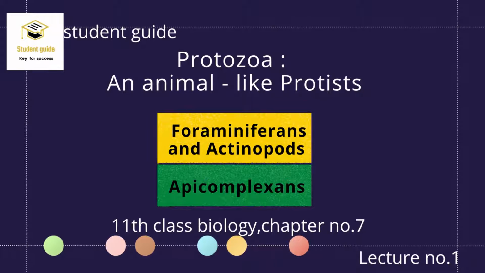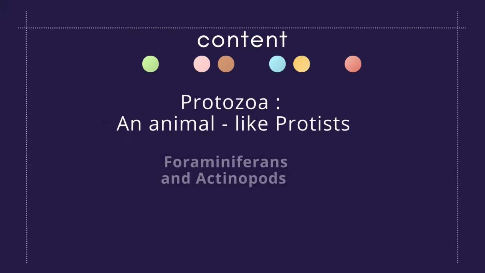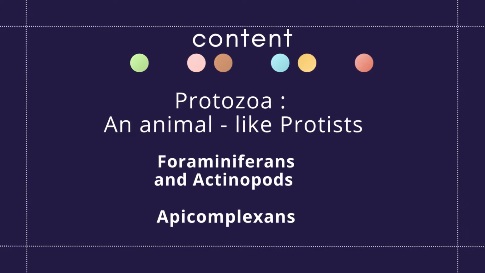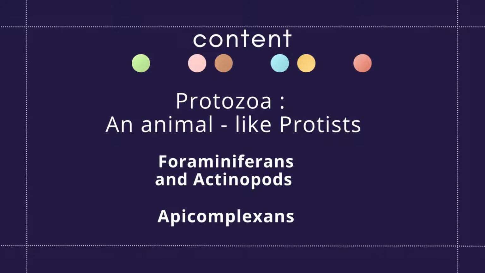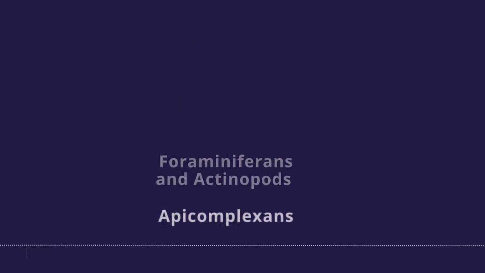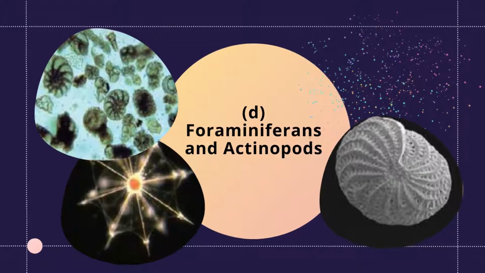Animal-like protists are called protozoans. This topic is from 11th class biology, chapter number 7. In this topic we will discuss two groups of protozoans: Foraminiferans and Actinopods, and the second group is Apicomplexans. Let's start with Foraminiferans and Actinopods.